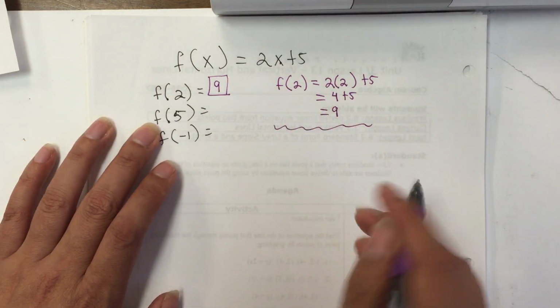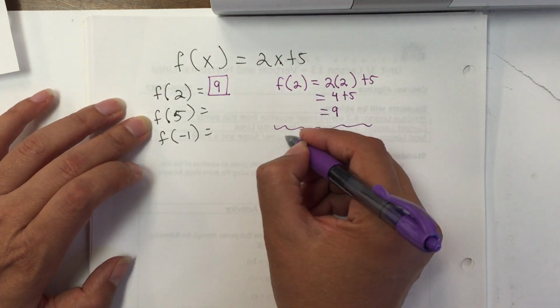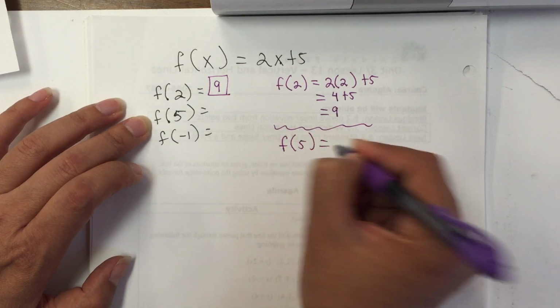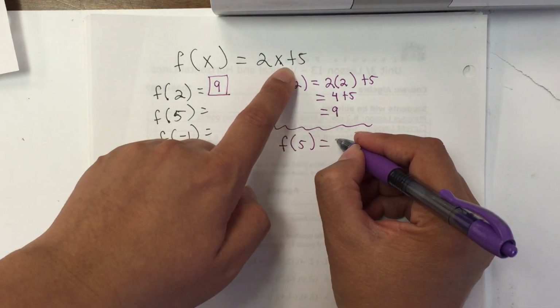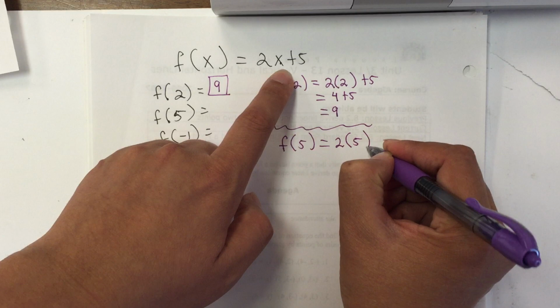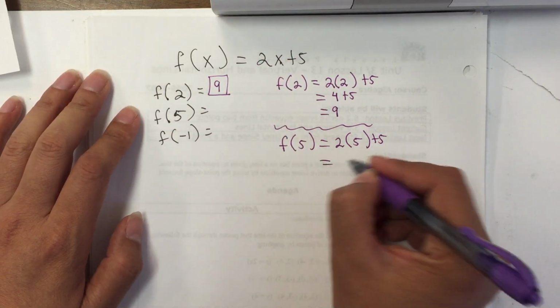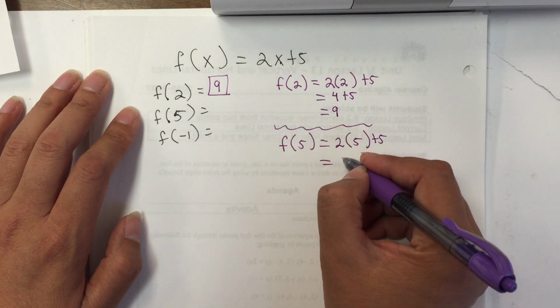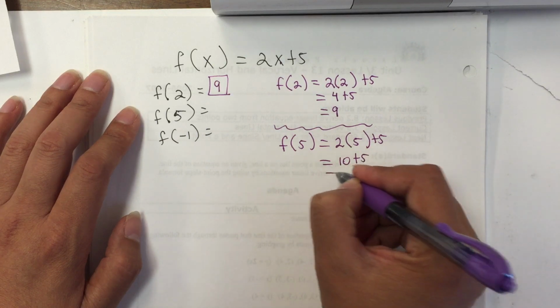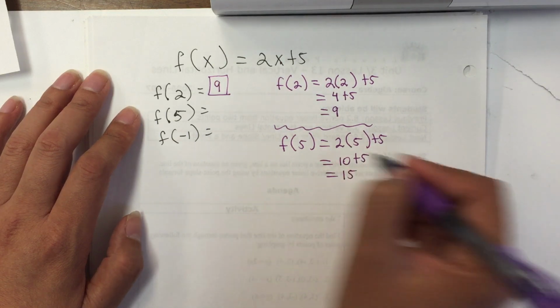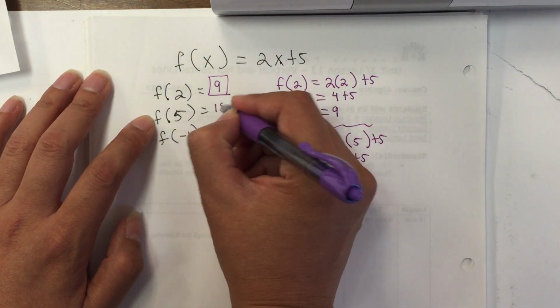For f of 5, I'm replacing x by 5. The rest stays the same. And so I'm going to say 2 times 5 is 10, plus 5, which is equal to 15. Okay, so f of 5 is 15.